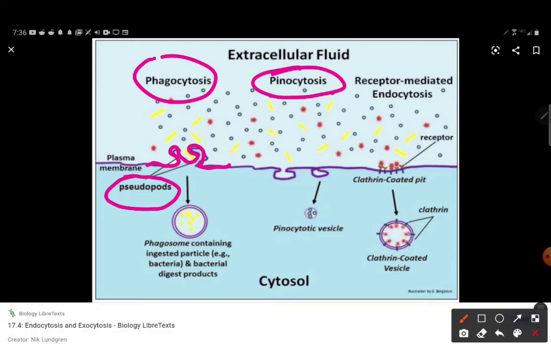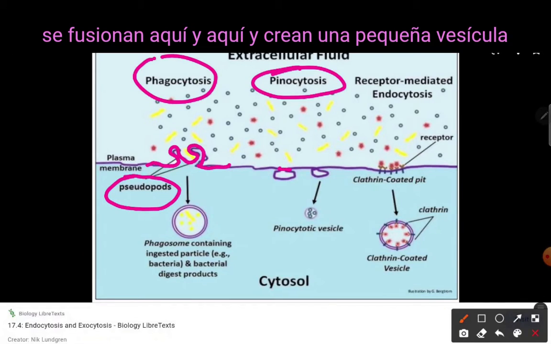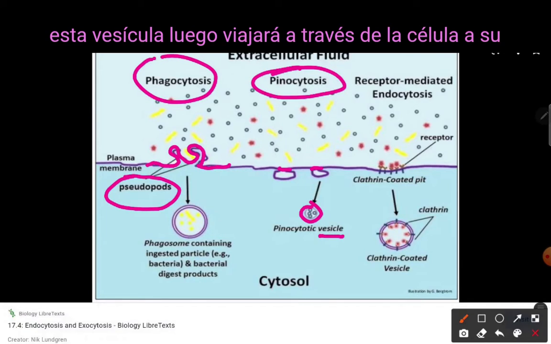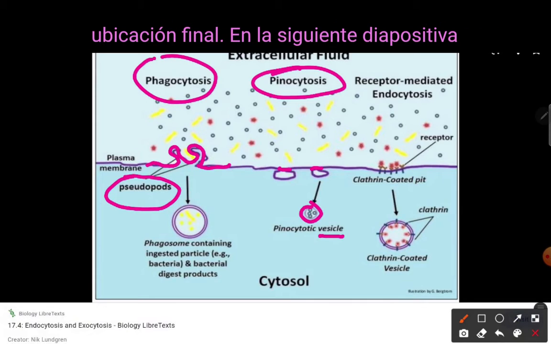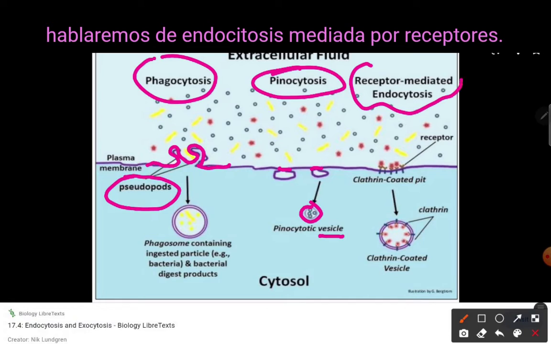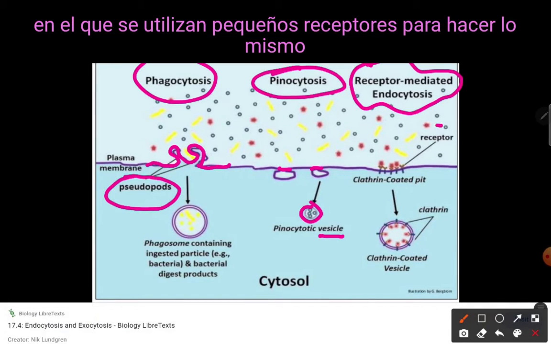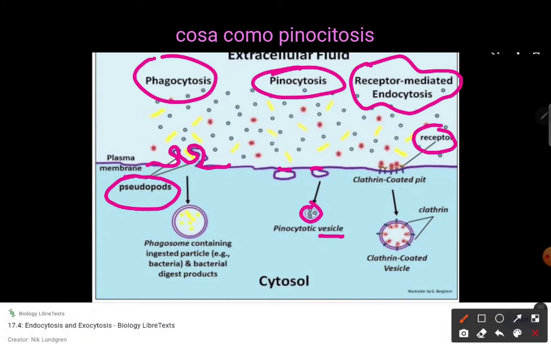They fuse right here, and they create a small vesicle. This vesicle will then travel throughout the cell to its final location. On the next slide, we will talk about receptor-mediated endocytosis, in which tiny little receptors are used to do the same thing as pinocytosis.